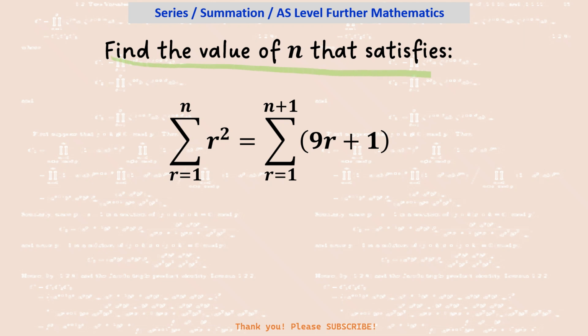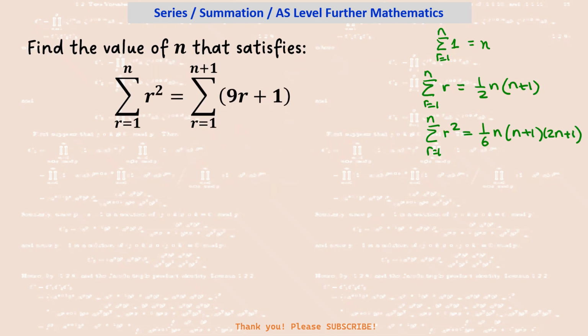Find the value of n that satisfies the sum from r equals 1 to n of r squared equals the sum from r equals 1 to n plus 1 of (9r plus 1). So if we write down the formulas we're going to use here: the sum from r equals 1 to n of 1 would be n, the sum for r, or sum to n terms, would be half n times n plus 1, and the sum of n square terms would be 1/6 of n times n plus 1 times 2n plus 1.